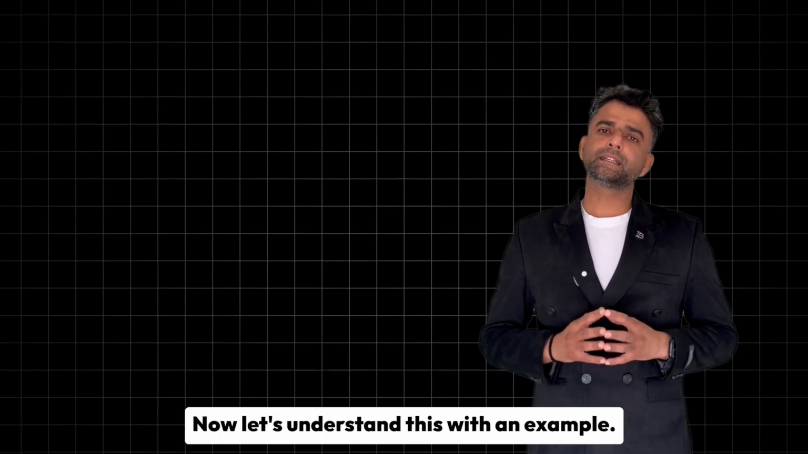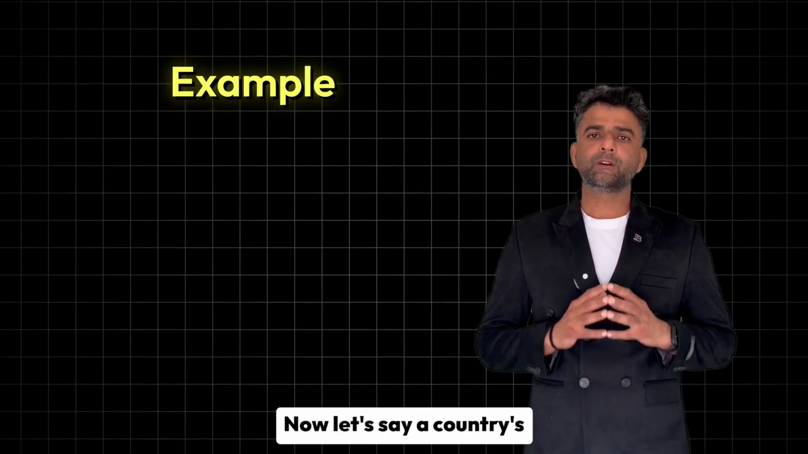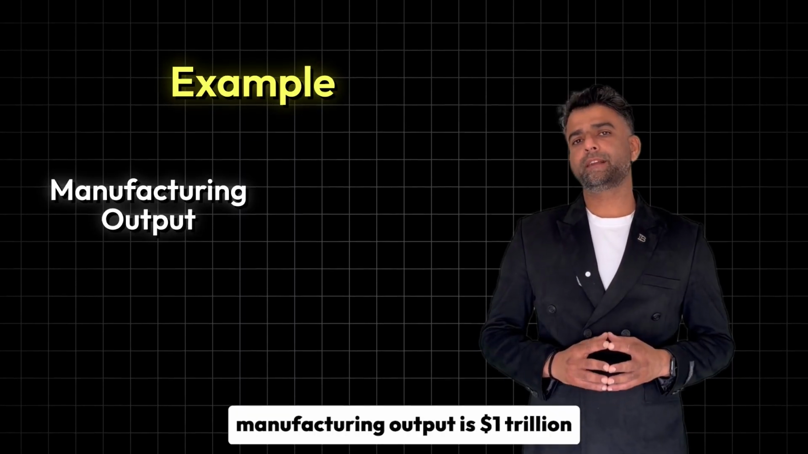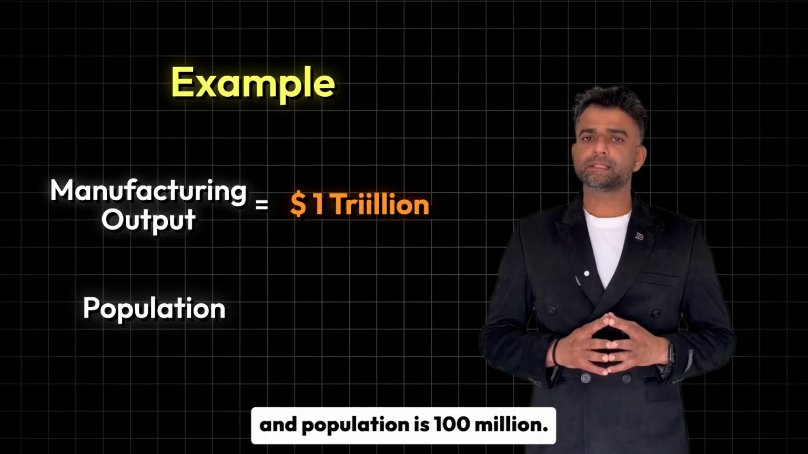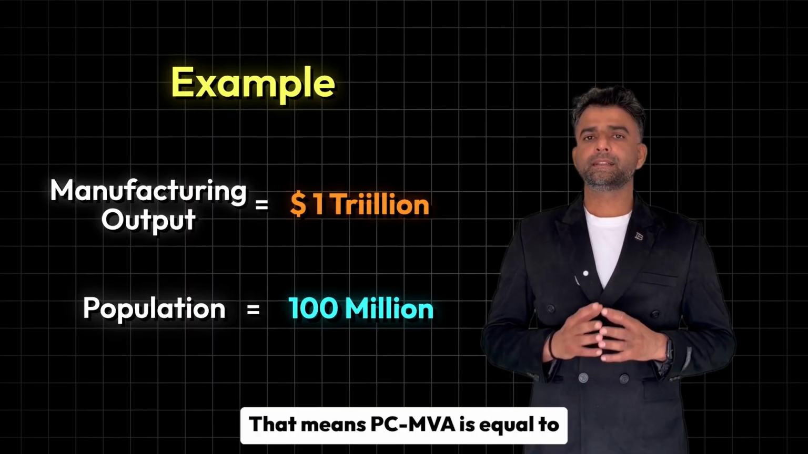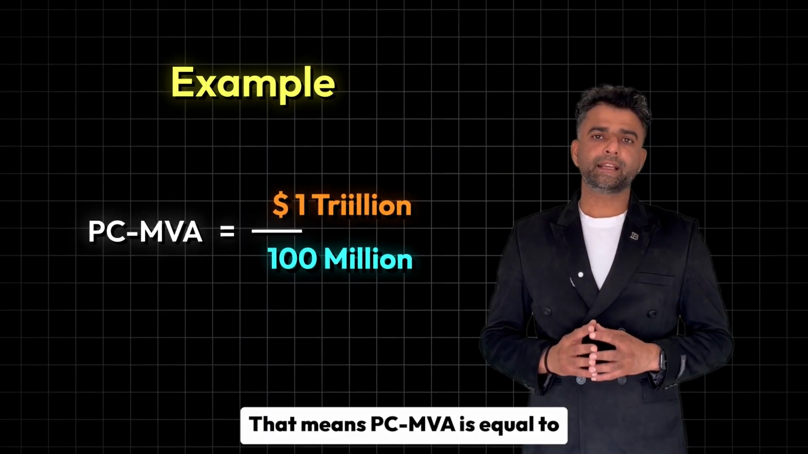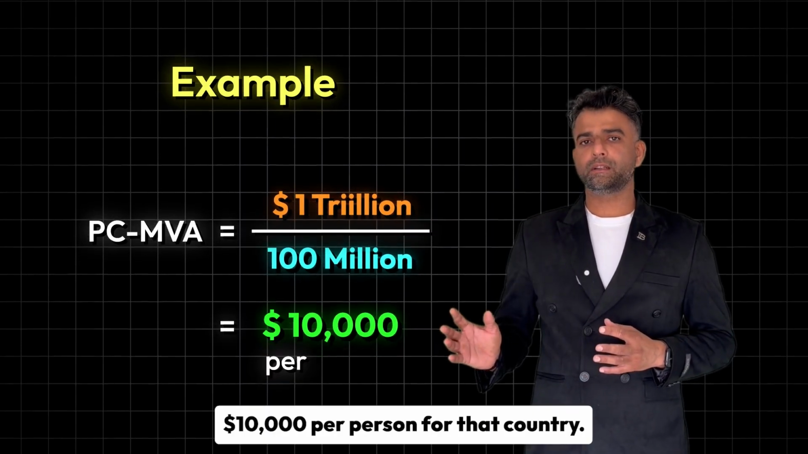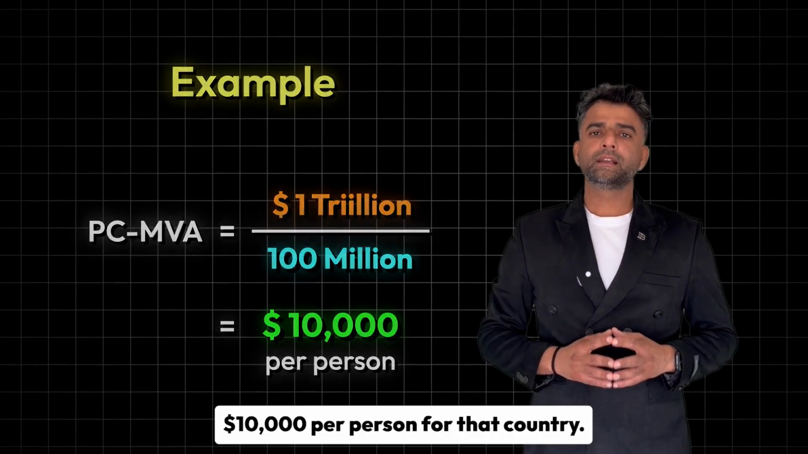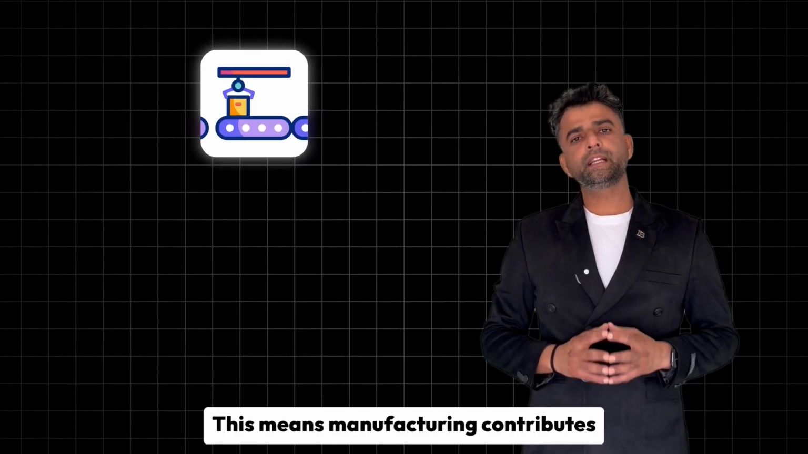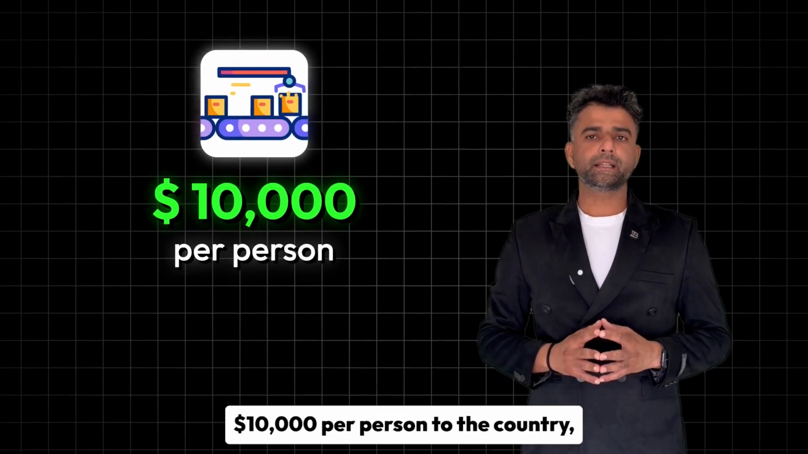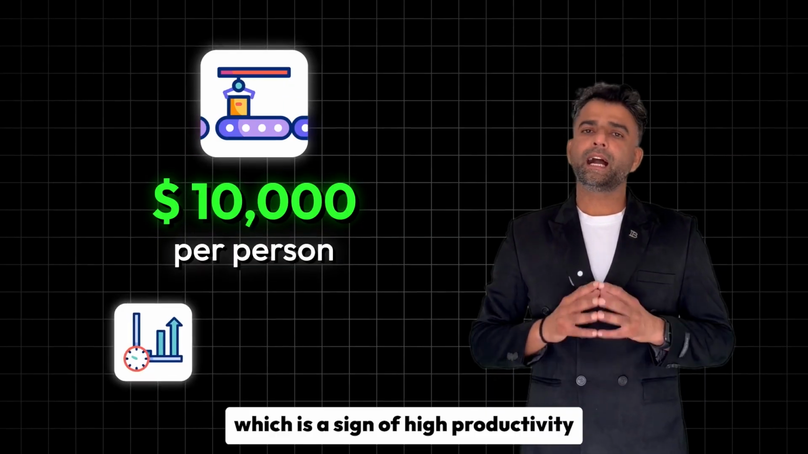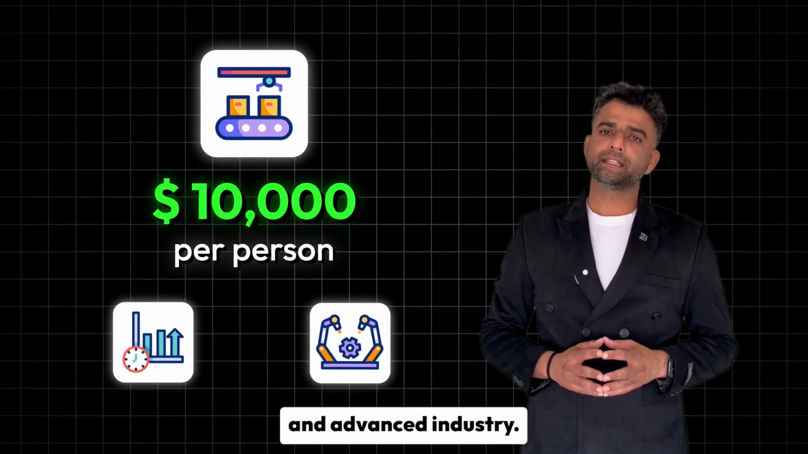Now, let's understand this with an example. Let's say a country's manufacturing output is $1 trillion and population is 100 million. That means PC-MVA is equal to $10,000 per person for that country. This means manufacturing contributes $10,000 per person to the country, which is a sign of high productivity and advanced industry.